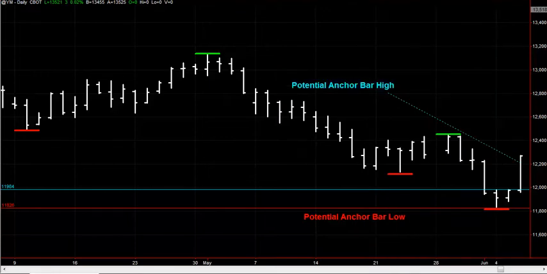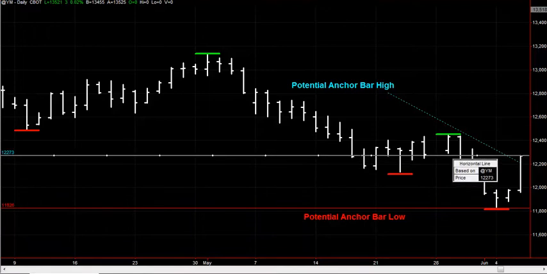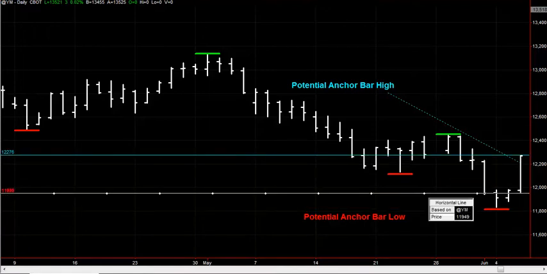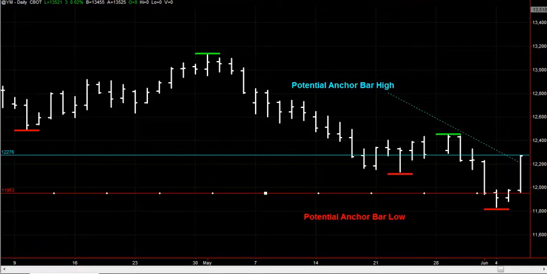So we now have our anchor bar low marked in red, and we're looking for a high. So immediately we have the potential high. In order to be actualized, we need one or two things to happen. Either a close below this line over here, or a trade above that line. If we have a trade above that line, the cyan line, then we raise the bar.